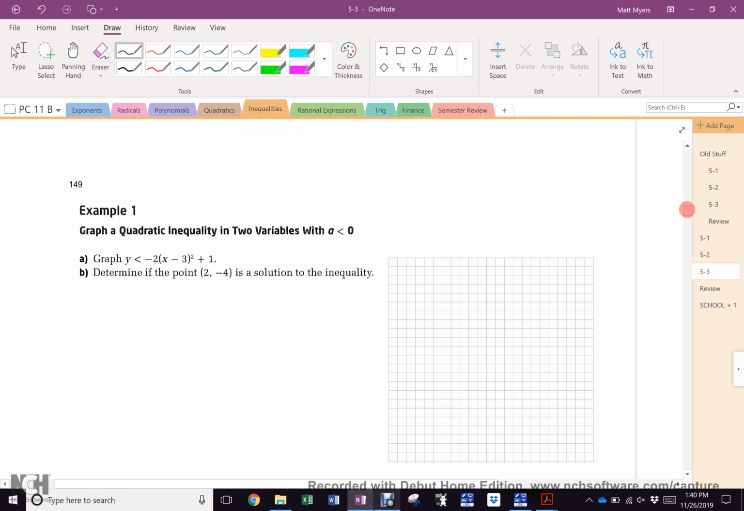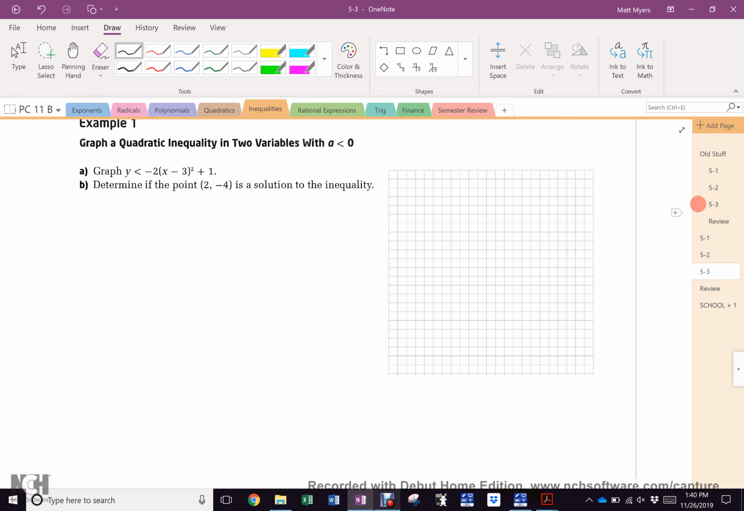So let's try it. We'll do the first one together, and then you'll go on your own. Now, what is the very first thing I have done to you to be a meanie? It's a negative a. Right? And it's in vertex form. So, step one is always our boundary line. And our boundary line, is it the inequality or the equality? How do I make the boundary line? I use the equality. Y equals negative 2 x minus 3 squared plus 1.